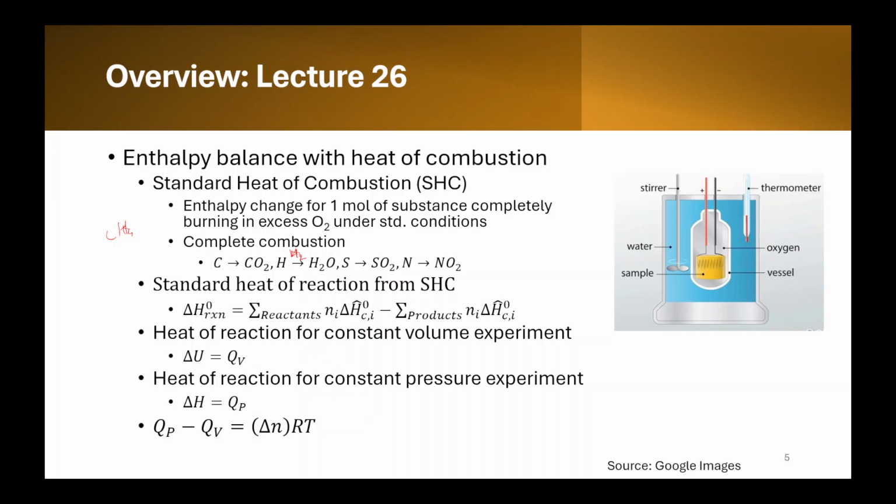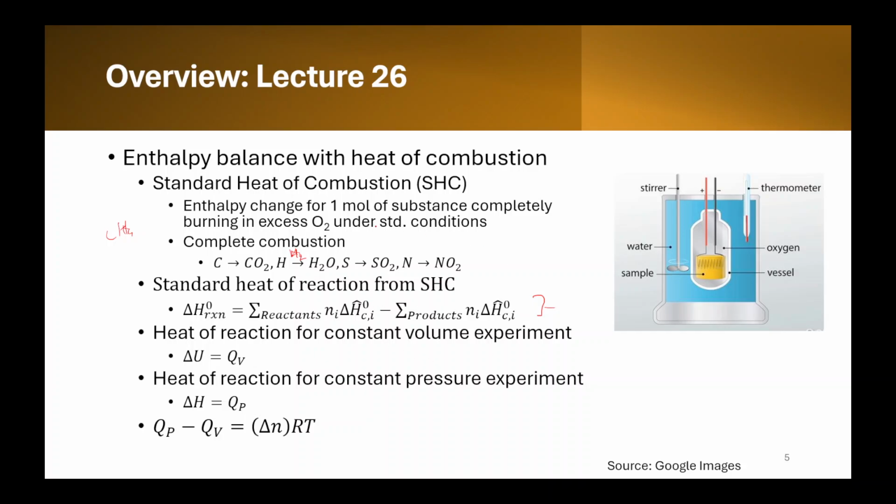Next, from the standard heat of combustion, how can we compute the standard heat of reaction? This is the formula for that, and you see there is a difference from the standard heat of formation. To compute the standard heat of reaction from the standard heat of formation, the first term is products, but here it is reactants. Keep that in mind. For combustion, it is reactants minus products, and for heat of formation, it is products minus reactants. Keep that in mind.